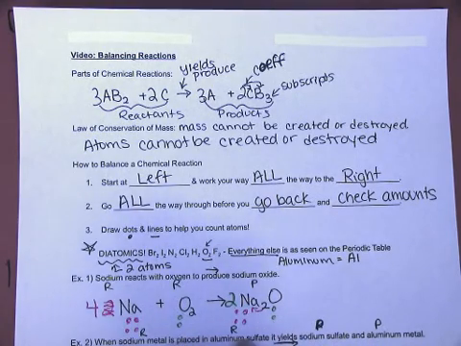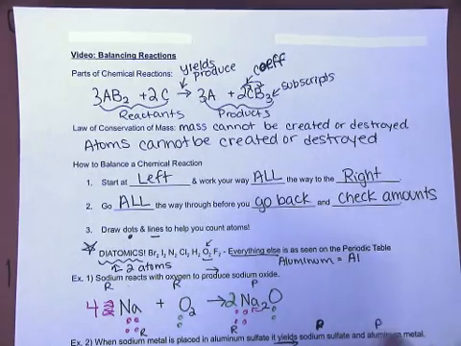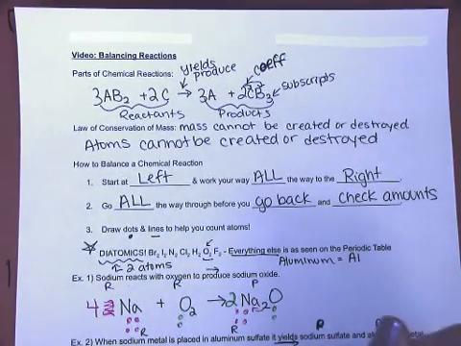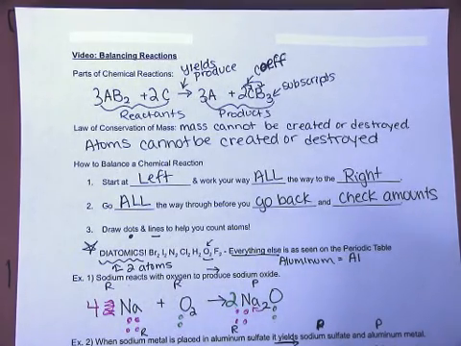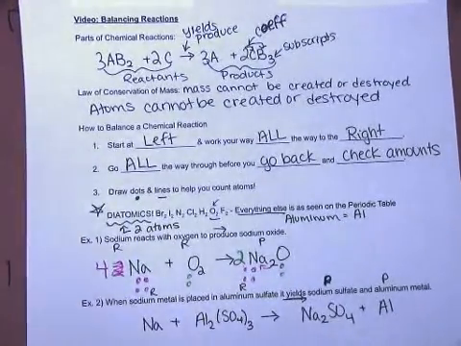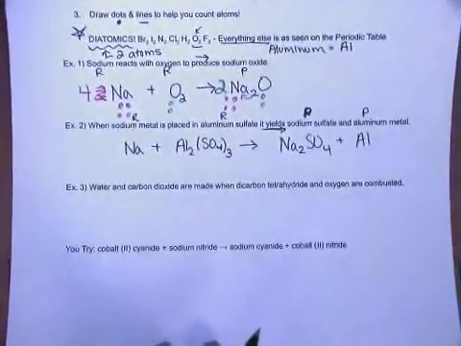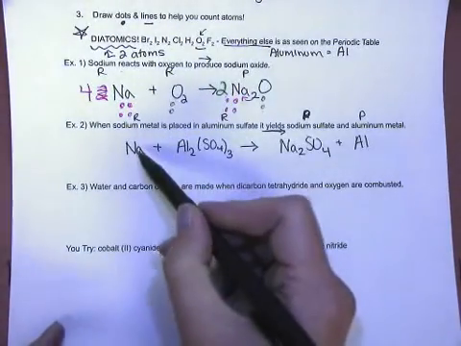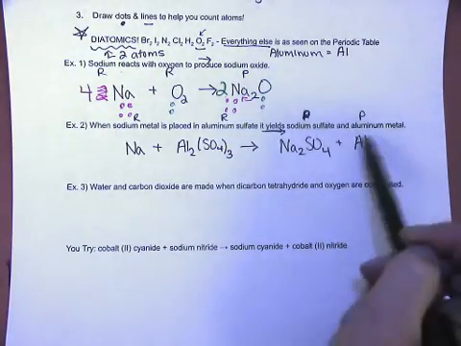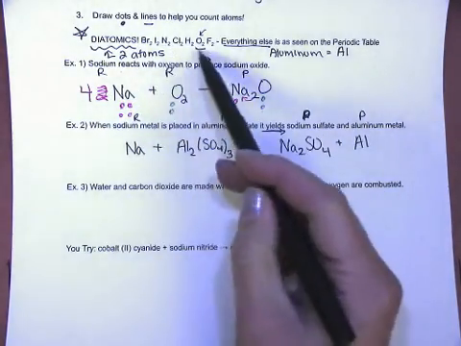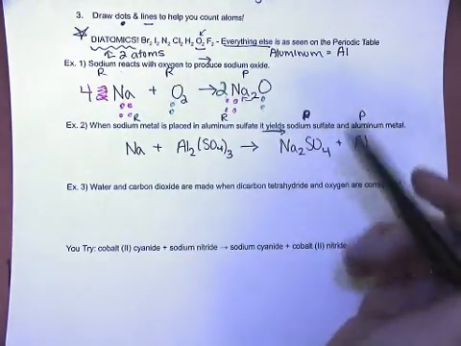So I write my equation, sodium metal, well that's just sodium, is placed in aluminum sulfate, so it's Al2SO4, 3. It yields, there's my arrow, sodium sulfate, Na2SO4, and aluminum metal, again just Al. So sodium metal, Na, aluminum sulfate, sodium sulfate, aluminum. Neither aluminum nor sodium by themselves is a diatomic, so they're just as seen on the periodic table.